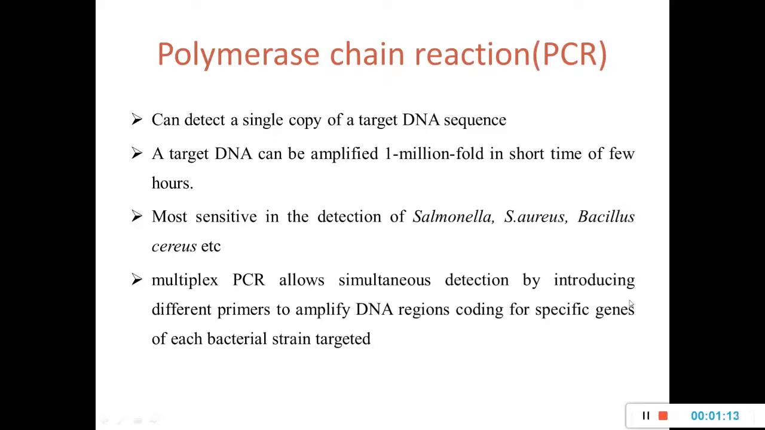Another variant of the PCR, called the multiplex PCR, will help us detect different strains or different bacterial species using different primers. That is, in a single tube itself, you will take different primers and they will help us to amplify the DNA regions coding for specific genes of each bacterial strain targeted. So let's first go into the basics of PCR.